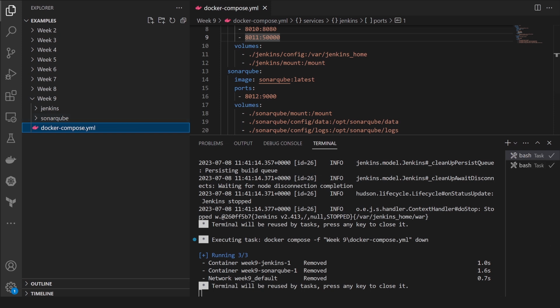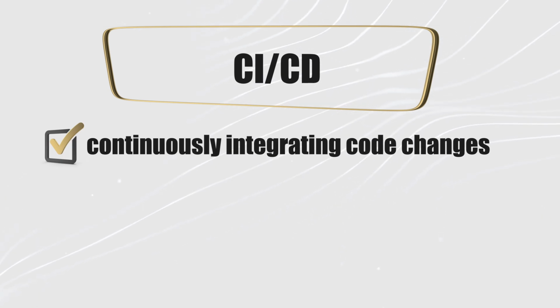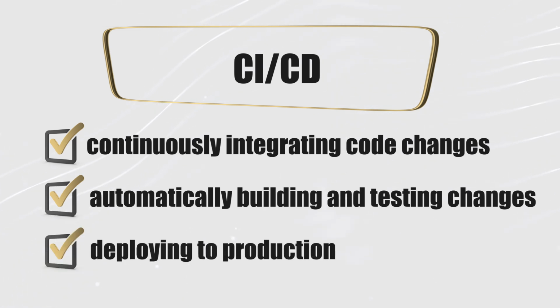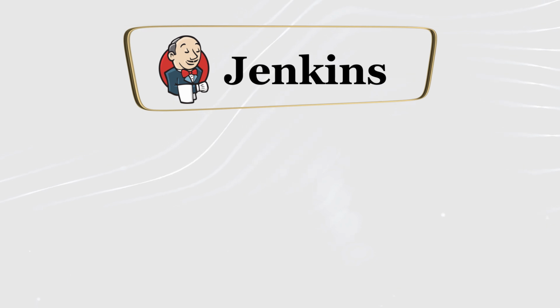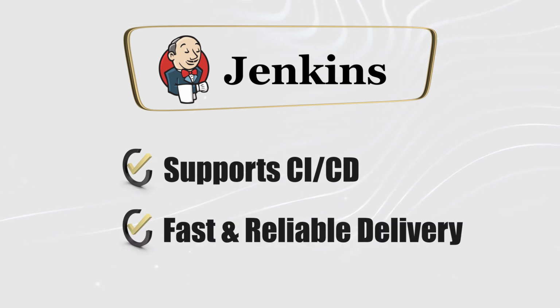Okay, guys, that's it for today's video. Hope you enjoyed this tutorial. Today, we discussed CI/CD, a software engineering approach that involves continuously integrating code changes, automatically building and testing those changes, and then deploying them to production. We also discussed Jenkins, a popular open source automation tool that supports our CI/CD processes, enabling organizations to achieve faster and more reliable software delivery.